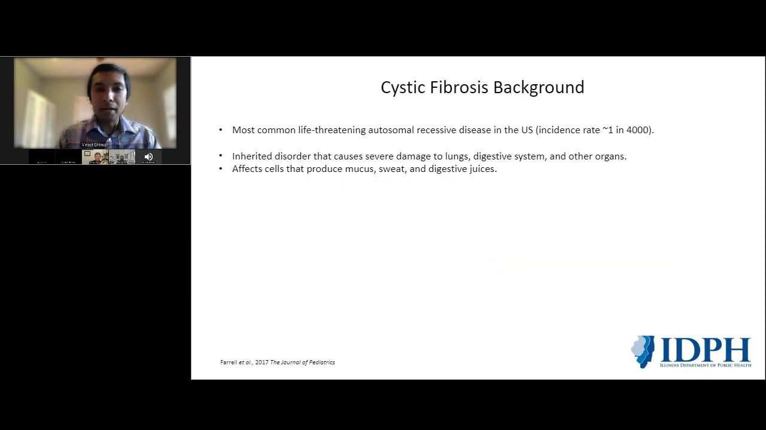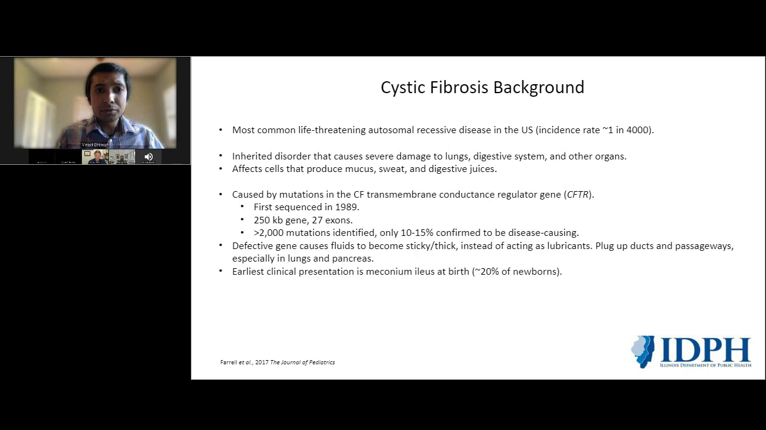All right, so a little bit of background on cystic fibrosis. It's the most common life-threatening autosomal recessive disease in the US, with an incidence rate of about 1 in 4,000. It's an inherited disorder that causes severe damage to the lungs, digestive system, and other organs. And it primarily affects cells that produce mucus, sweat, and digestive juices.